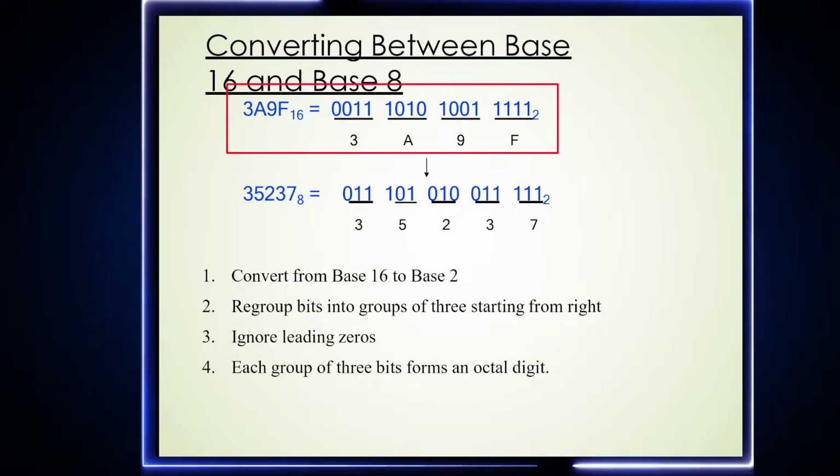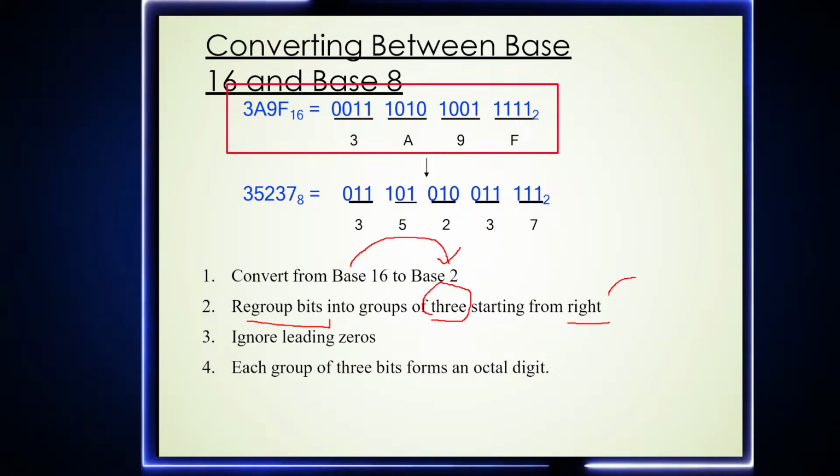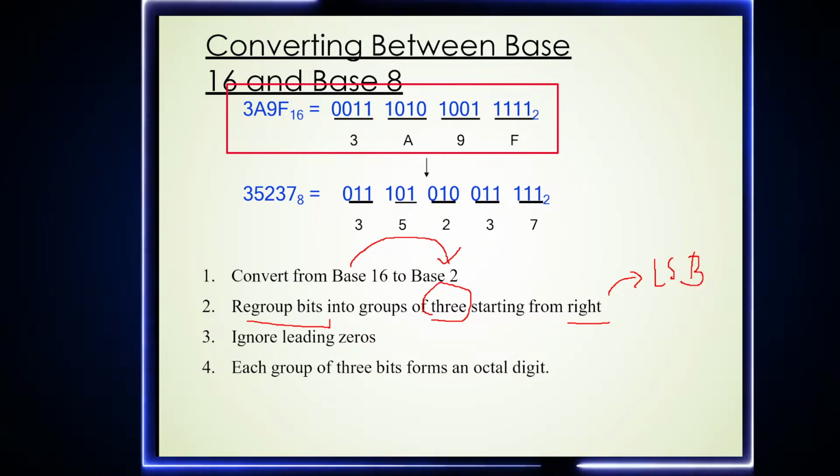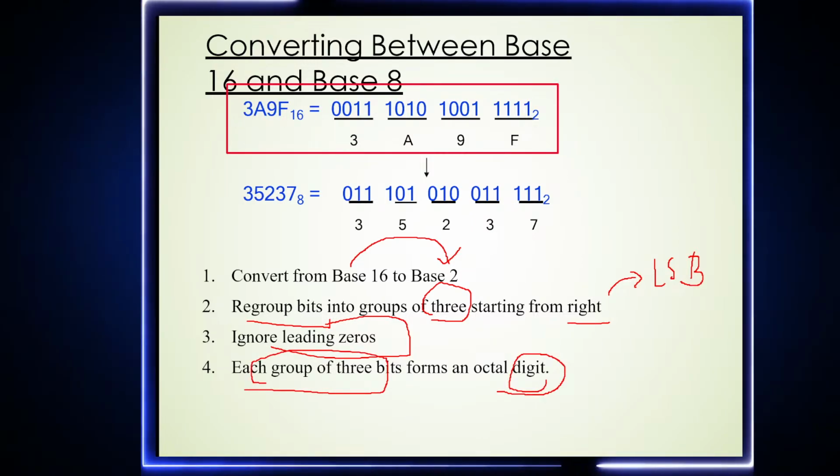Now let's see what happens in case of converting base 16 to base 8. It's the same thing. First we convert base 16 to base 2. After converting, we regroup the bits into groups of 3 starting from the right hand side. Right hand side means the least significant bit.